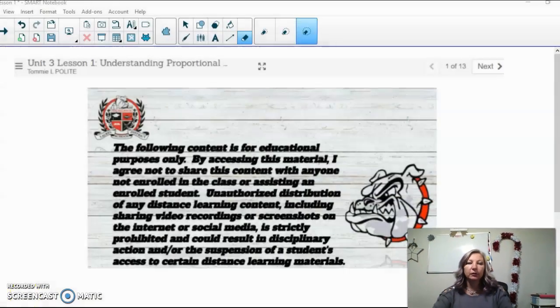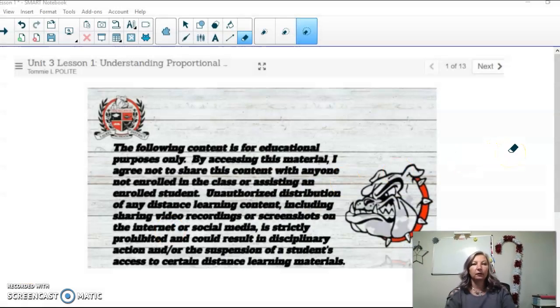Today we're going to be doing Unit 3, Lesson 1, which is Linear Relationships. We're going to be looking at the Desmos slide, so hopefully you're logged in and ready to go.